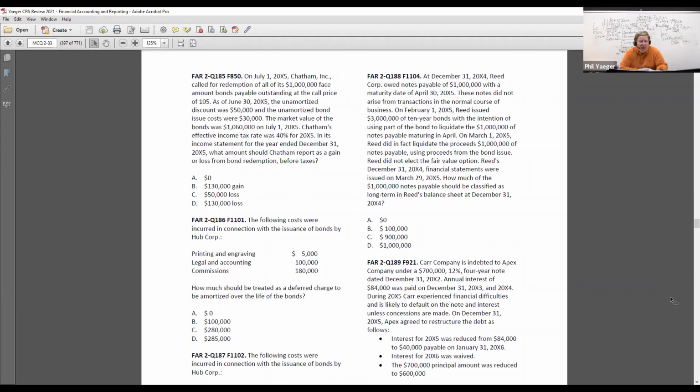Do you remember when I did the leases and I said, how much depreciation does the lessee record when they amortize a finance lease? How much do they depreciate when you amortize the right of use asset?